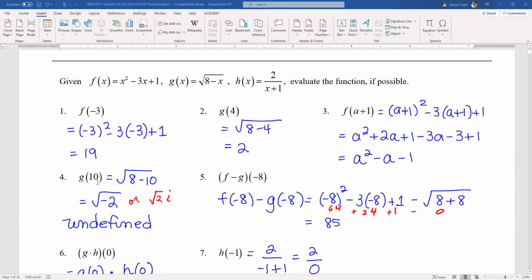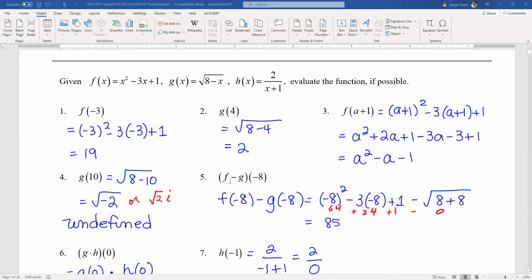Here, f of 10, okay, we replace the x with 10 and we get a -2 under the square root. Your answer is undefined, or we could simplify it to square root of 2i, or i square root of 2, but for the sake of this, undefined is an adequate answer.